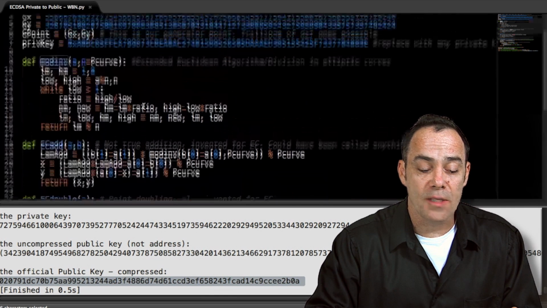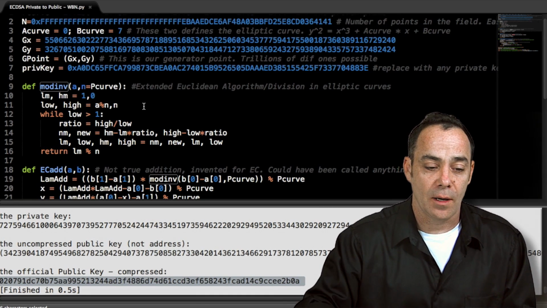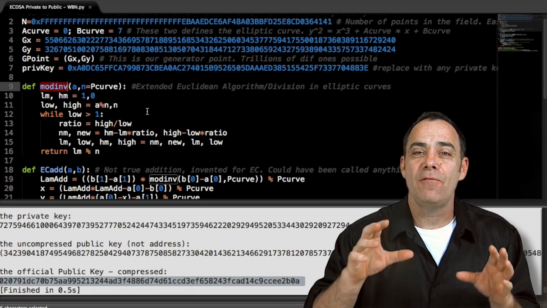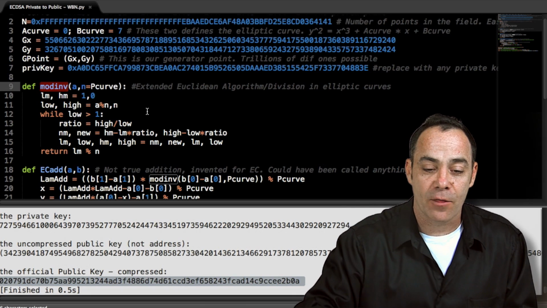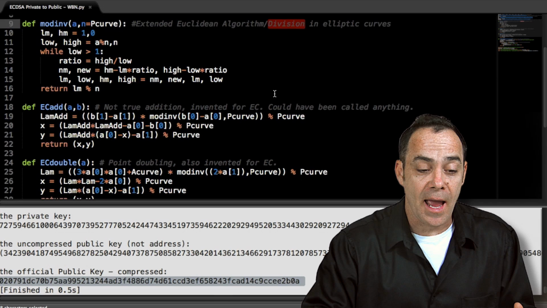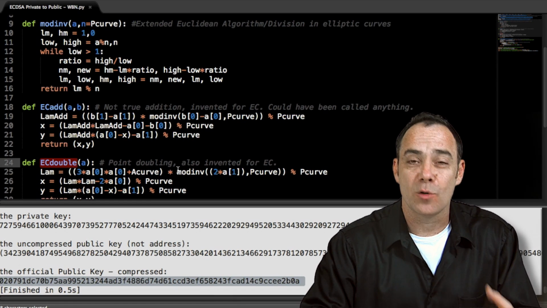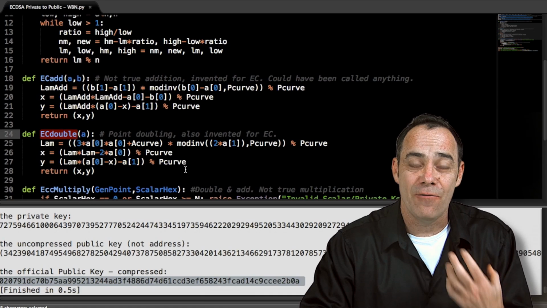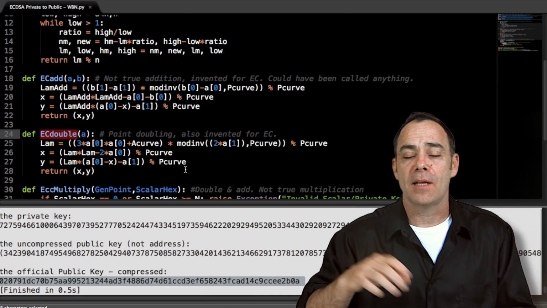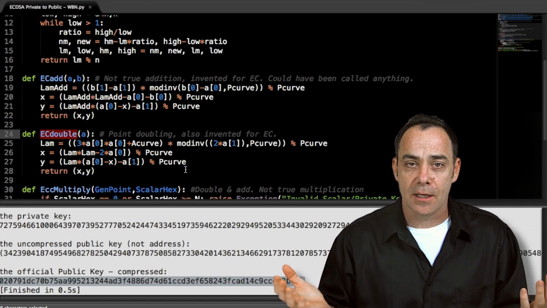And really all this is the invented mathematics that we talked about in part 3. Mod inverse is the invented elliptic curve math for division, okay? So this is just division in elliptic curves. EC add is addition in elliptic curves, and EC double is sort of point doubling, right? These are invented. So if you try and do regular math, say you take the generator point and multiply the X and Y by the private key, you're not going to come up with the right thing.